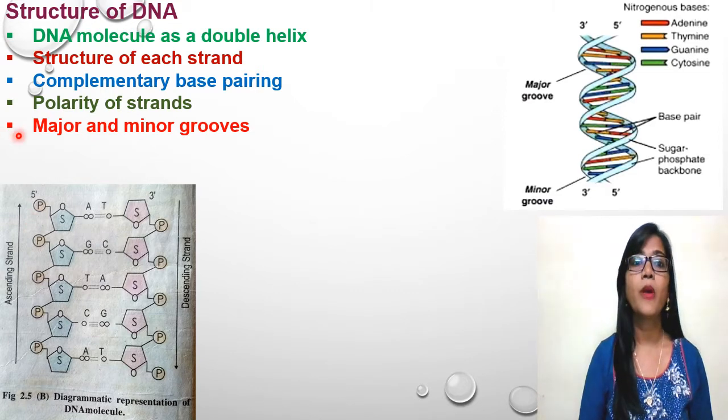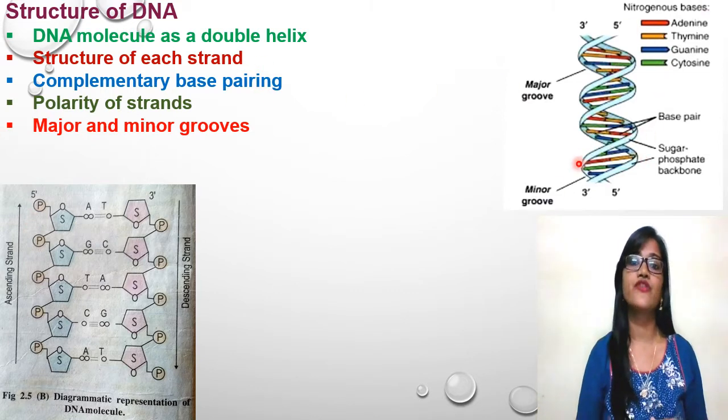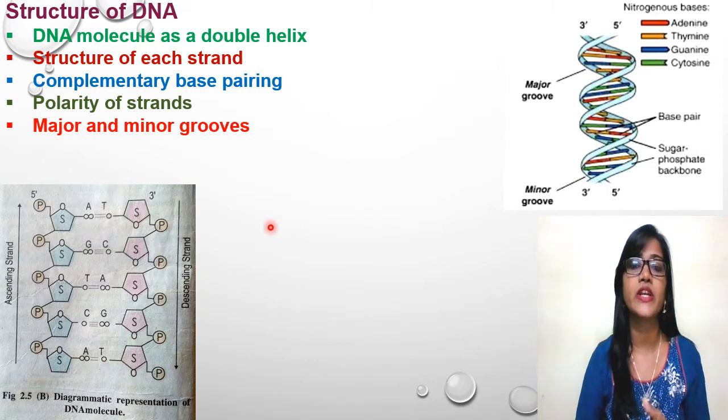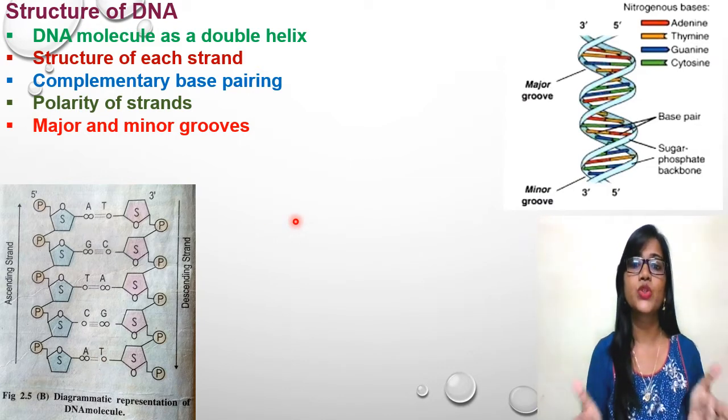Now what is complementary base pairing? As I have explained earlier, the nitrogen base present in one strand is paired with the nitrogen bases of the opposite strand. Now see, A, G, T, C, A are paired with T, C, A, G, A of the other strand. So there is complementary base pairing between the two strands.